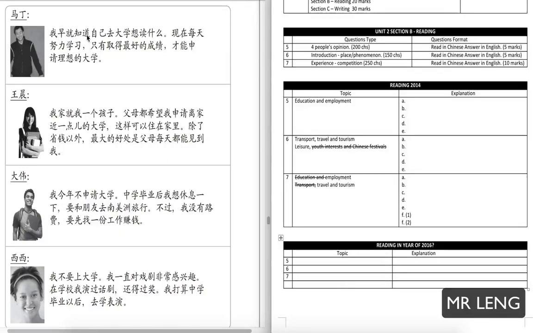我早就知道 early, know, 自己去大学想读什么 go to university, want to study what. 现在每天努力学习 hardworking, study. 只有取得最好的成绩 only by getting the best results, 才能申请理想的大学 can apply to the ideal university. Okay, second person, 王晨.